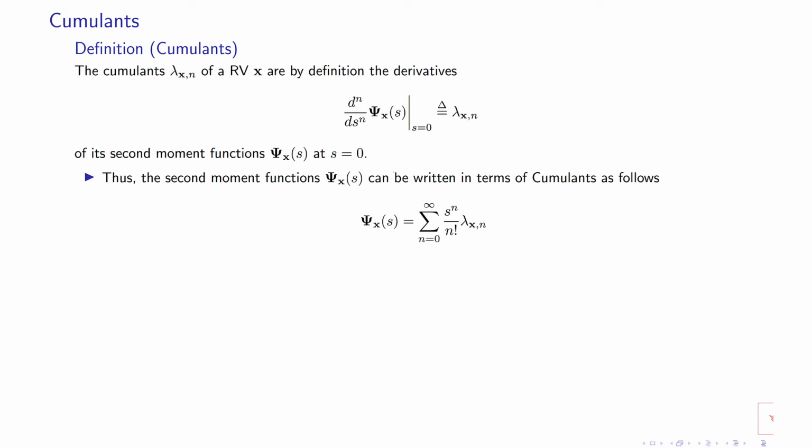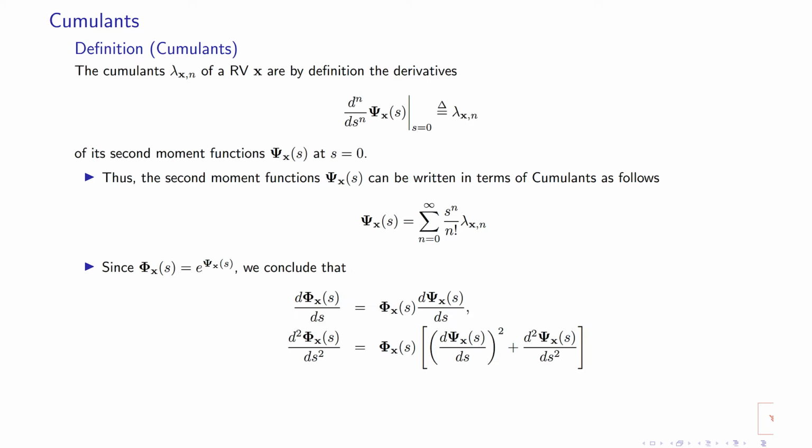So now for the second moment function, which is the log of the characteristic function, you can write a Taylor series expansion, and by virtue of this definition, the Taylor series coefficients are cumulants. So cumulants, these guys, are the Taylor series coefficients of the second moment function or second characteristic function.